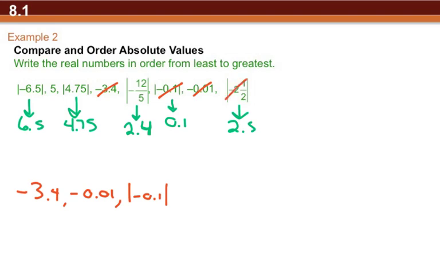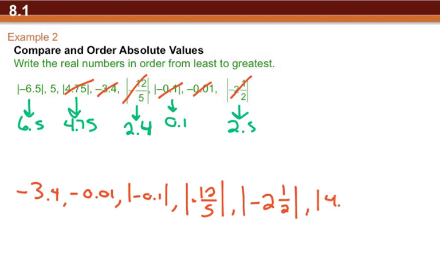We'd have absolute value of negative 2.5 next. Oh, sorry, no, we wouldn't actually. We would have absolute value of negative 12 over 5. Then we'd have absolute value of negative 2.5. Absolute value of 4.75 comes next, followed by 5, and last one, absolute value of negative 6.5.